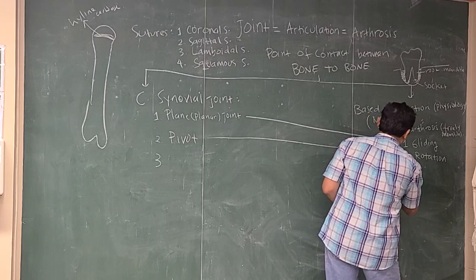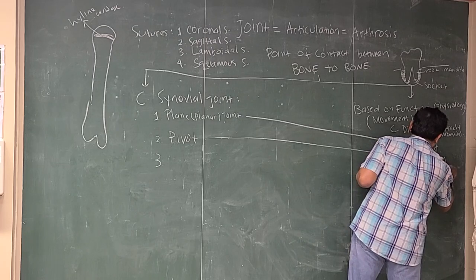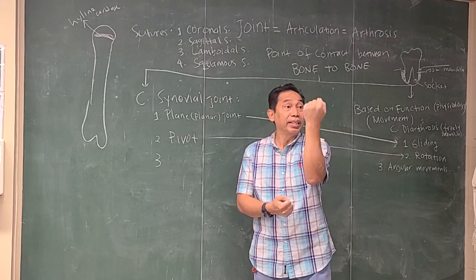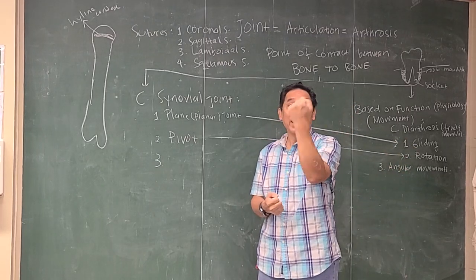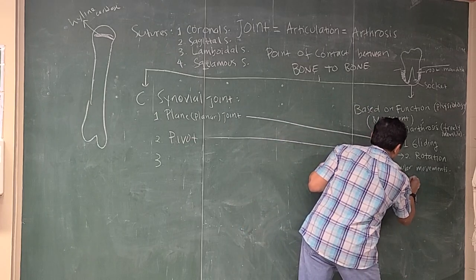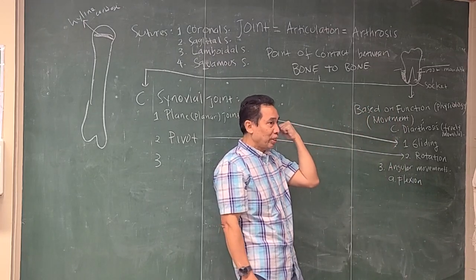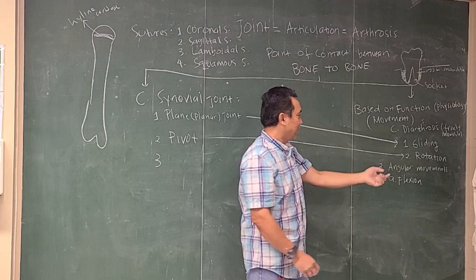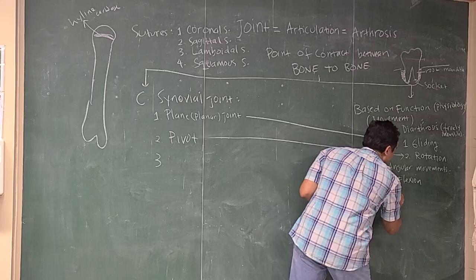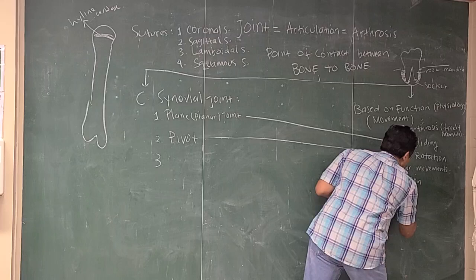The next movement, we're going to put number 3 over here. It's called angular movement. Angular movement has several types. What does angular mean? It changes the angle. It is a movement that changes the angle. One of them is flexion. And what is the opposite of flexion? Extension. It always goes by the contraction. So this is flexion and then extension.